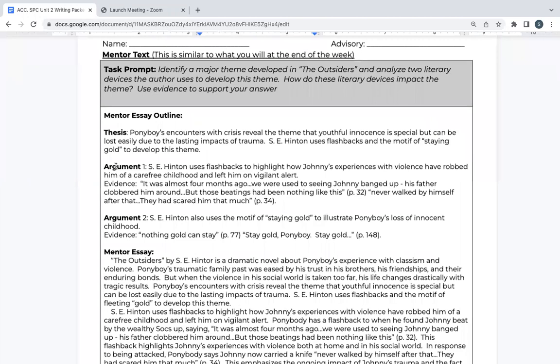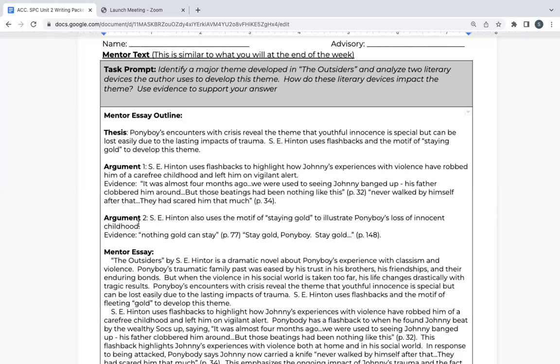Argument 1. S.E. Hinton uses flashbacks to highlight how Johnny's experiences with violence have robbed him of a carefree childhood and left him on a vigilant alert. Evidence: "It was almost 4 months ago. We were used to seeing Johnny banged up. His father clobbered him around, but those beatings had been nothing like this." Page 32. "Never walked by himself after that. They had scared him that much." Page 34.